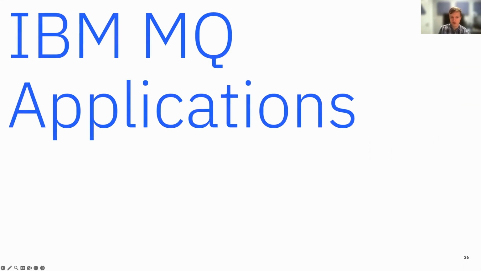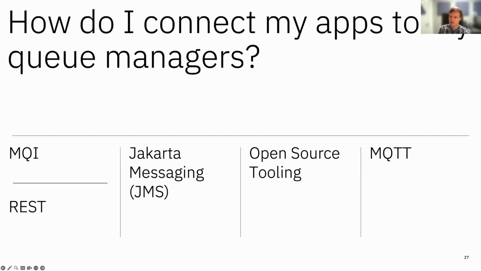I've talked a lot about how MQ runs and how it's architected, but the main concern for most users is: how do I connect my applications to a queue manager? We offer a lot of different ways to communicate with them, through various open source tooling, through MQTT, which we support through MQ Telemetry, as well as the MQI, which is the MQ interface, our proprietary interface. And we now also support a REST API.